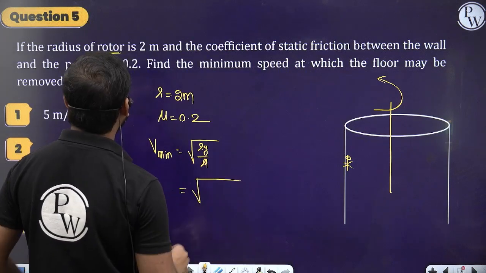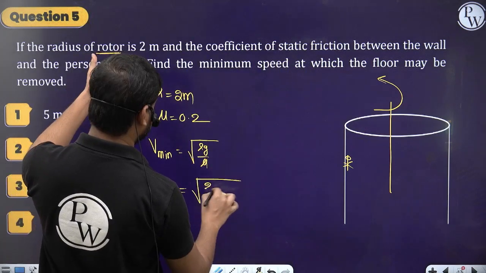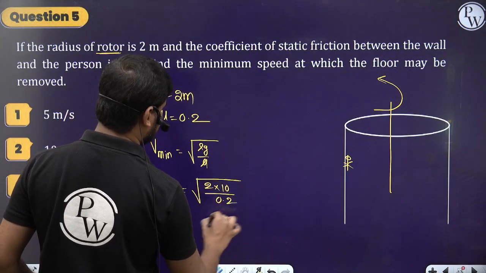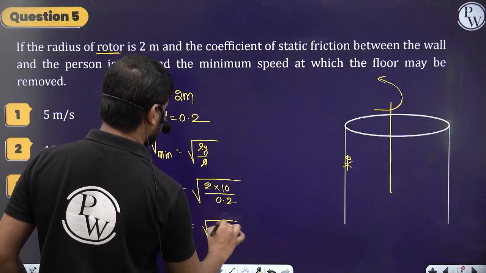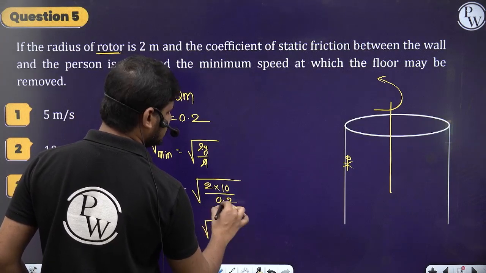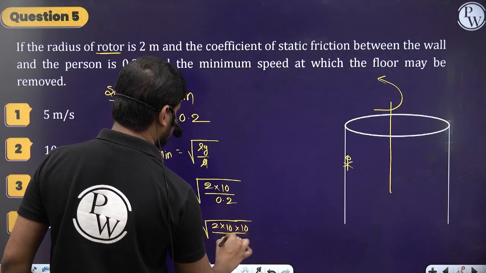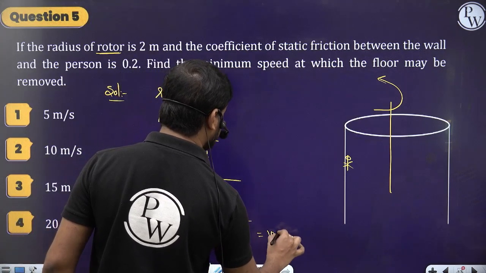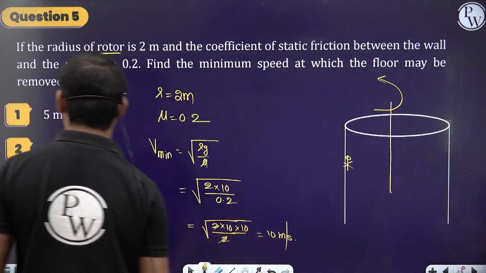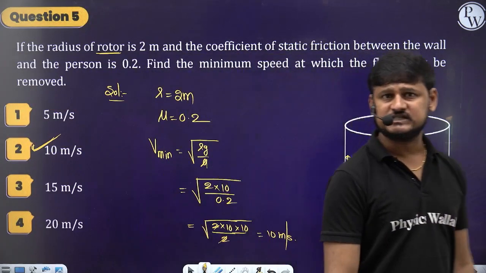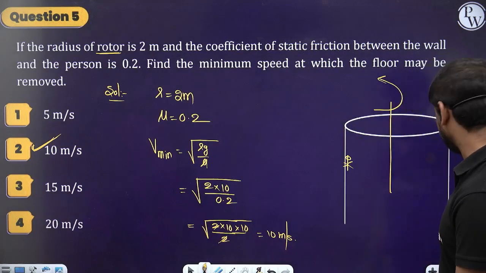So root over r, what is r? Radius is 2, g is 10, mu is 0.2. So direct formula based question. So 2 into 10, so let's write this as 2 by 10, 2 written here, 10 upside. Then 2 cancels. So this is going to be 10 meter per second. So option 2 is the correct one. Clear, guys? Sure. So let's move further.